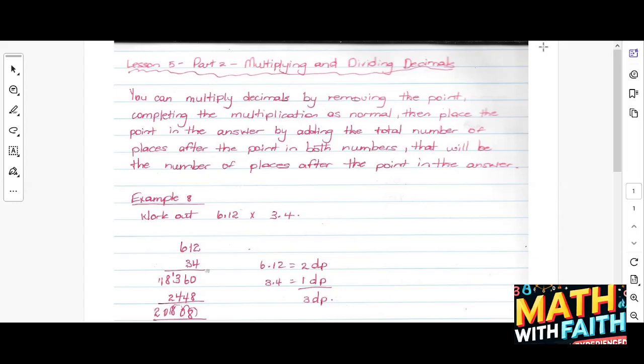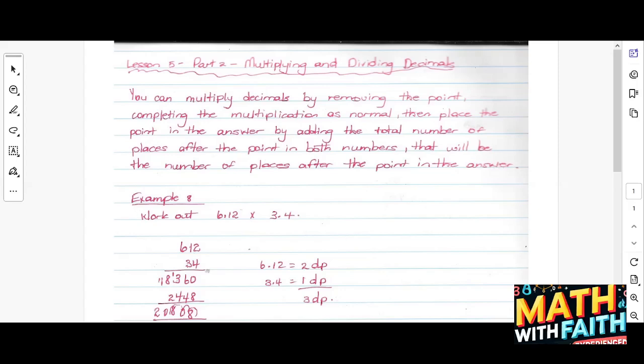So multiplying, we remove the point altogether, right? And we complete the multiplication as normal. And then we can put back the point into the answer by adding the total number of places or digits after the point in both numbers. And that would be the number of places or digits after the point in the answer. So this is best worked out by an example.